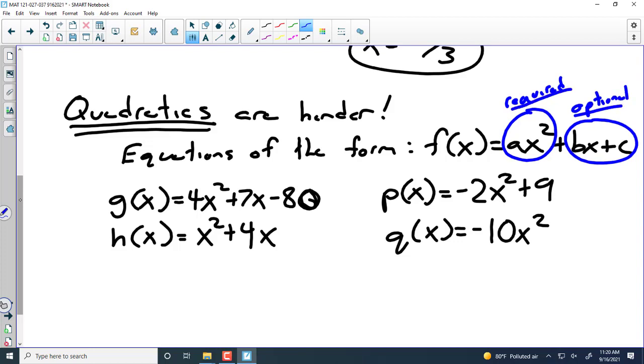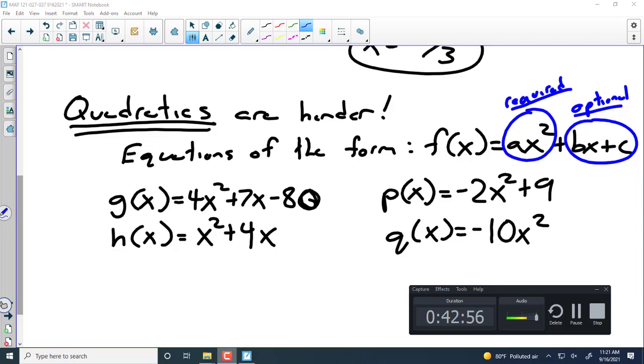And if you look at these, you'll notice that all of them have that x squared part in them. The other part is optional. You don't need that for it to be a quadratic. But what's tricky is knowing how to find the zeros of one of these because they all behave differently. And that's where we're going to start after our break today.